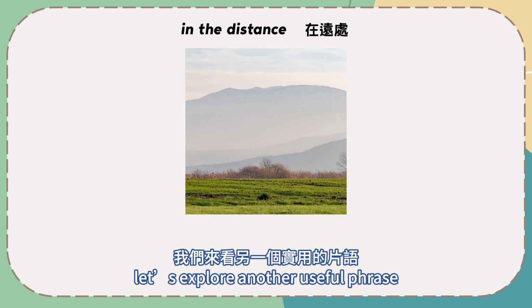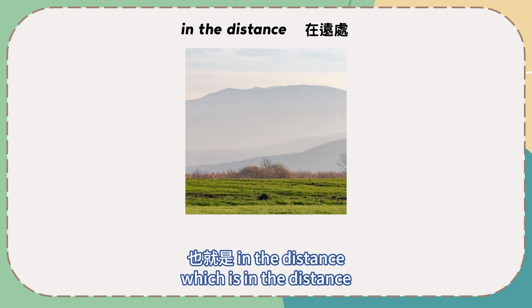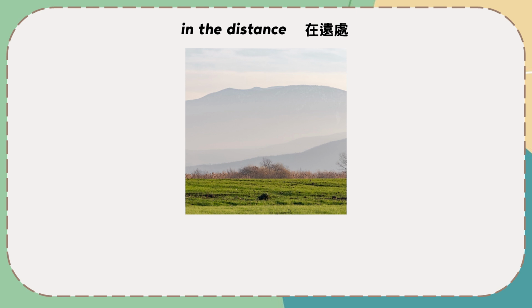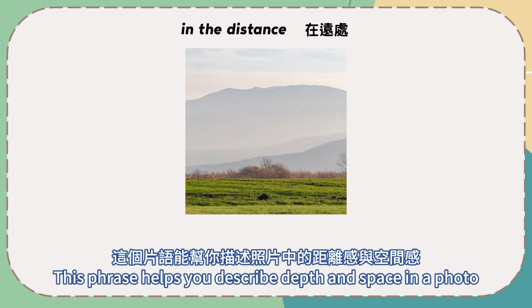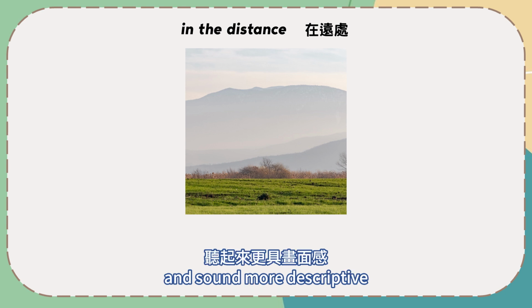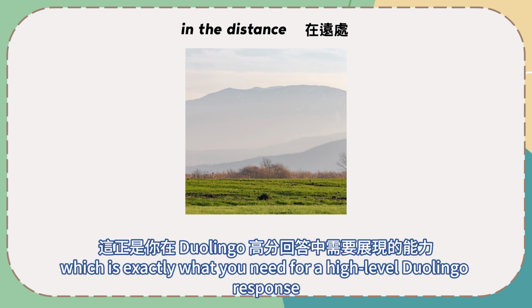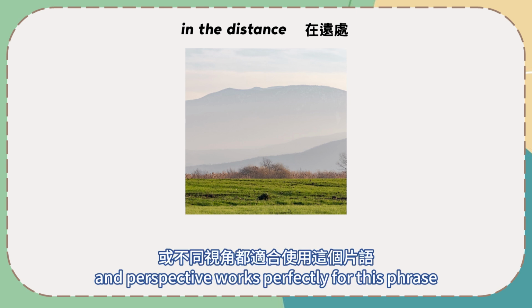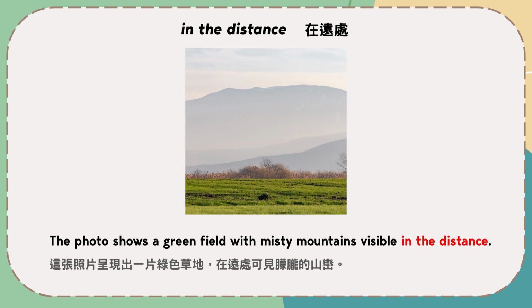Next, let's explore another useful phrase, which is in the distance. It means far away from where the main subject is, but still within view. This phrase helps you describe depth and space in a photo and sound more descriptive, which is exactly what you need for a high-level Duolingo response. Basically, anything that gives you a sense of space and perspective works perfectly for this phrase. The photo shows a green field with misty mountains visible in the distance.